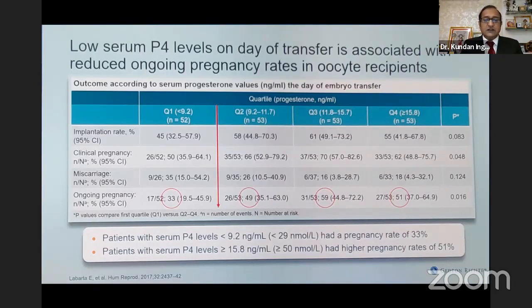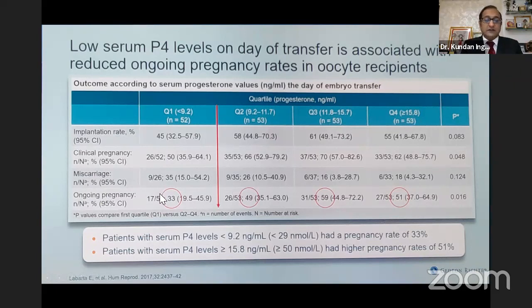This was a study done on patients undergoing donor oocyte cycles, the oocyte recipient patients. They measured the serum progesterone levels on the day of embryo transfer, and then assessed what percentage of patients had an ongoing pregnancy. Depending on these progesterone levels, they divided patients into 4 groups. Group 1 had progesterone levels below 9.2 nanogram per ml. The second group had between 9.2 and 11.7. Group 3 had between 11.8 and 15.7, and group 4 had more than 15.8.